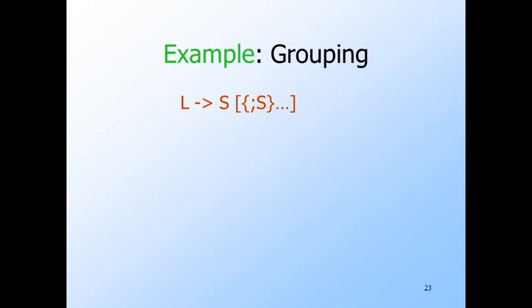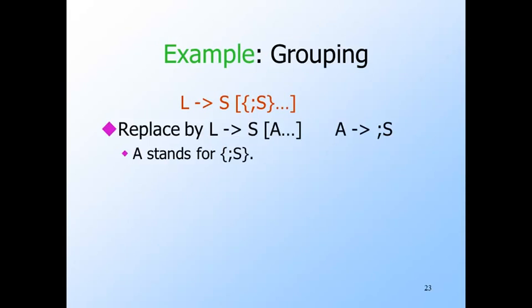Here's an example of a production that uses all three BNF features, one or more, optional, and grouping. It says a list of statements L is a single statement S, optionally followed by one or more groups, each group consisting of a semicolon and a statement. The first thing we'll do is replace the group semicolon S by a new variable A. A has one production in which it is replaced by the thing it stands for. That's this guy right here.